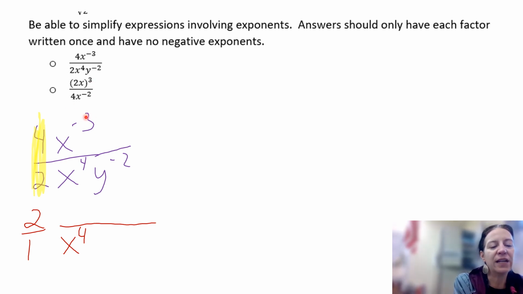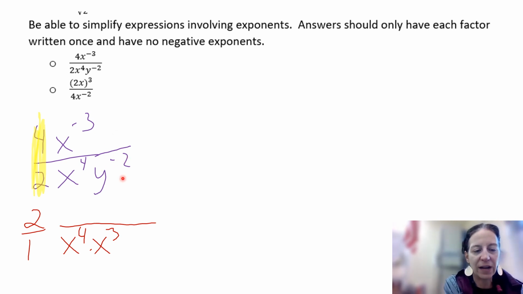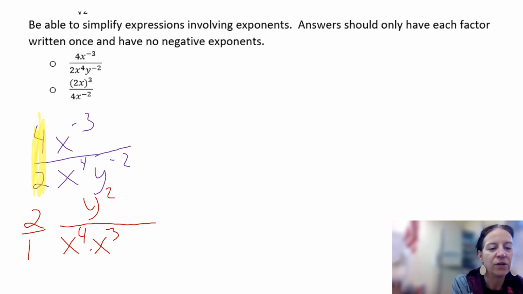If you have a negative exponent in the numerator, you can scooch it down to the denominator and it'll become a positive exponent. So that x to the negative 3rd, I can write that down in the denominator and it would be x to the positive 3rd there. And then y to the negative 2, if you've got a negative exponent in your denominator, you can scooch that up into the numerator and that would become y to the positive 2.